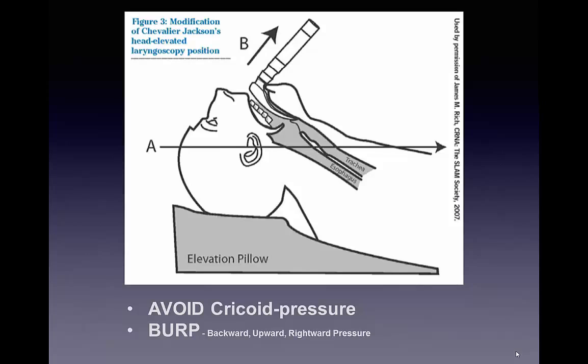At that time, you can then ask a colleague, for example, the respiratory therapist or RN, to place their hand where you had your hand to maintain that view. At this point, again, in a controlled manner, you can go ahead and advance that endotracheal tube.